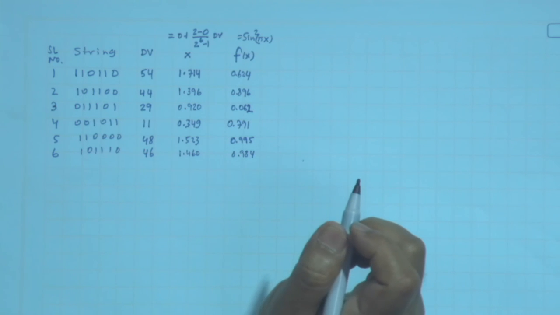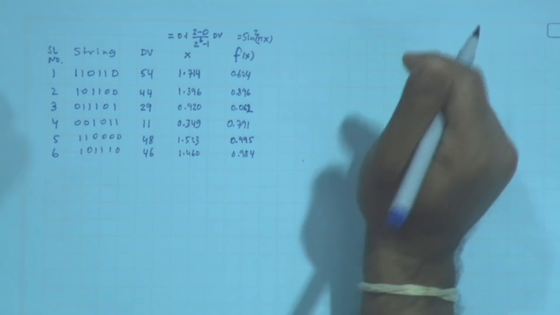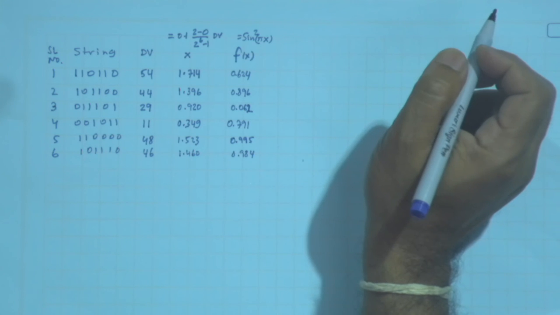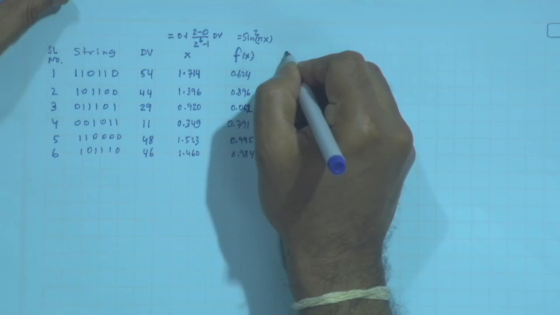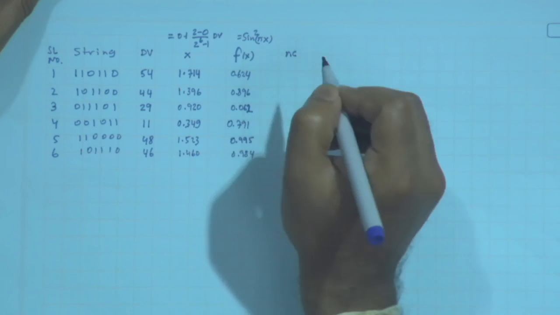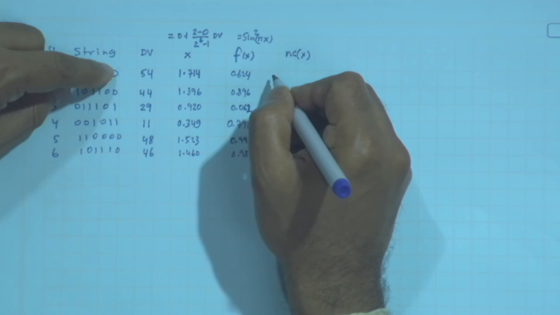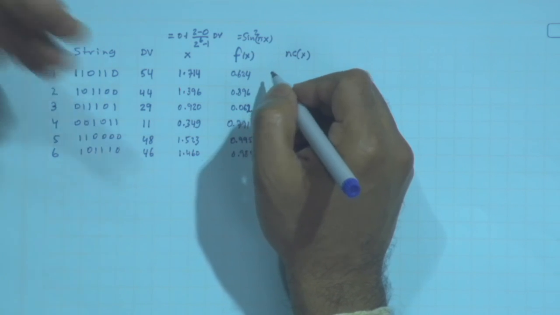So now you have done all the basic calculations. We got x, we got f(x). Now we are ready to do niche count. How do we do niche count? So let's call that niche count, NC. For each one of them, we will be looking at the distance from each other and the corresponding sharing function.